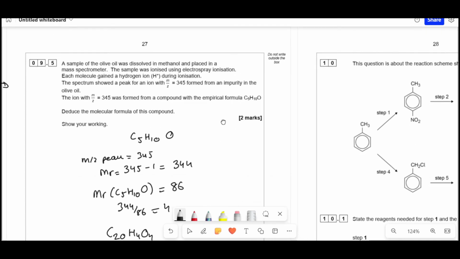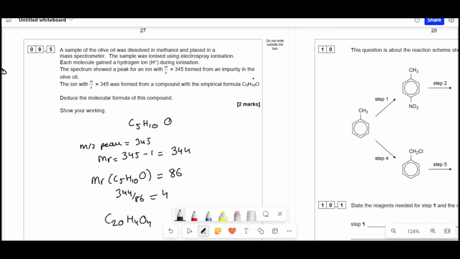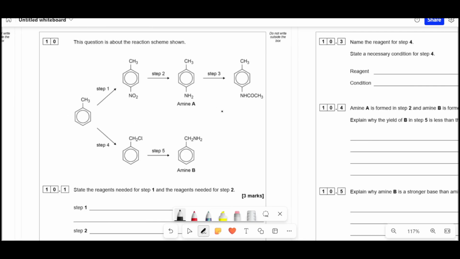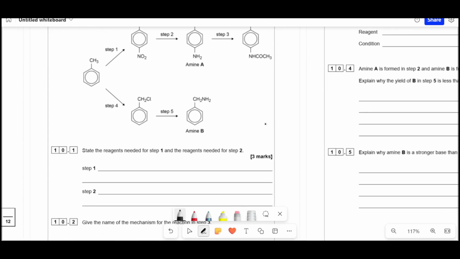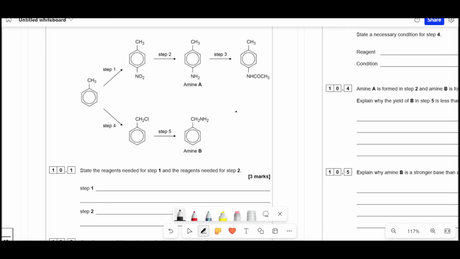It's all there for you. You just got to look at what they say and then work with what they say. So now there's a reaction scheme here of what's going on, and it says, state the reagents needed for step 1 and the reagents needed for step 2. When it says reagents, it means what you are going to put in this thing in the lab to make this reaction happen, right? So that includes things like catalysts. That includes things like the actual substance you're putting in.